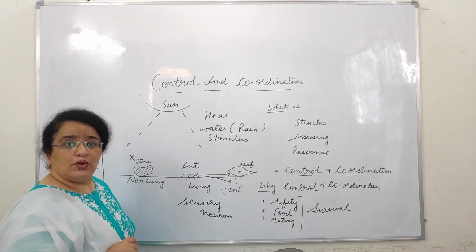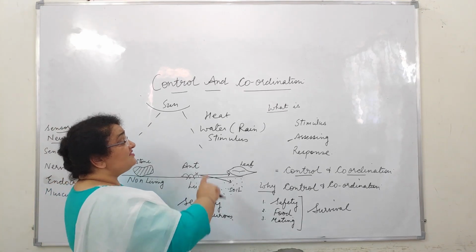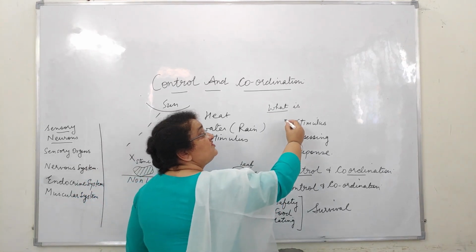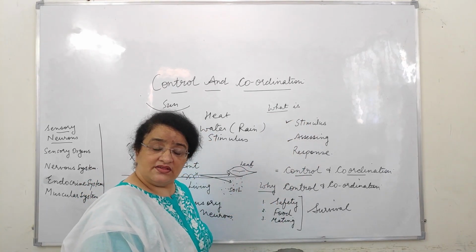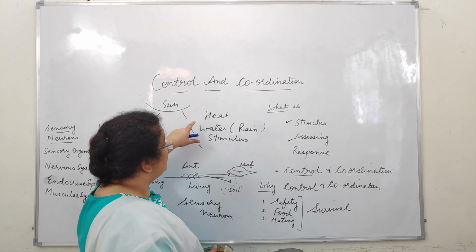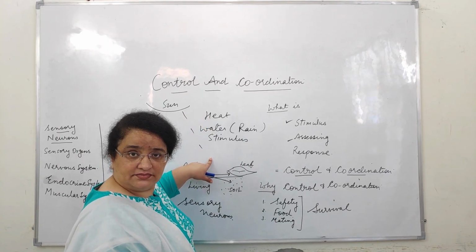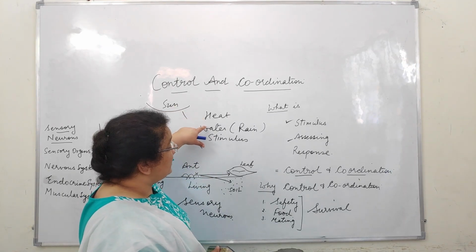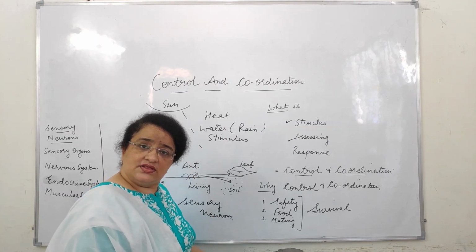So what is control and coordination? It means whenever a living organism receives some stimulus. So what is the stimulus? I'll be explaining it in my next video. Stimulus is any change in the environment. And here heat is a change in the environment, and water, rainfall, is a change in the environment.